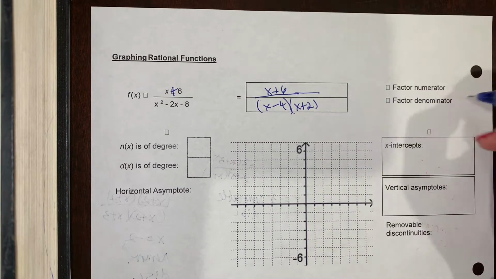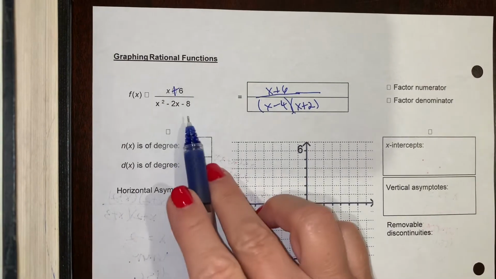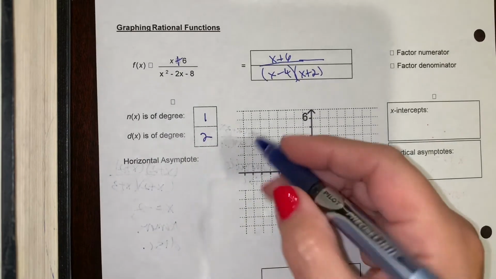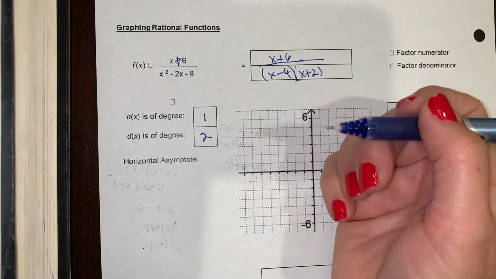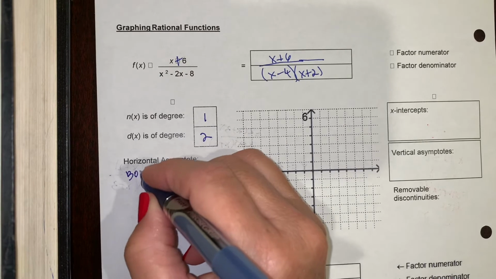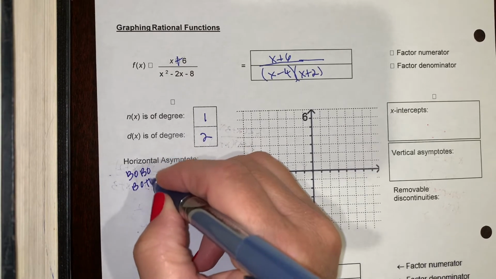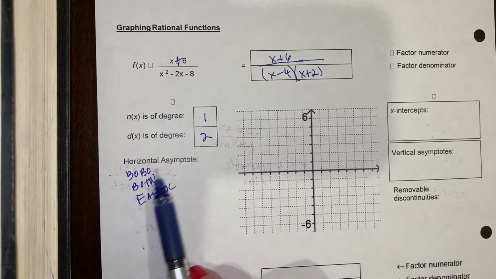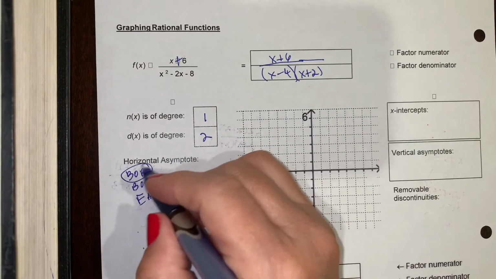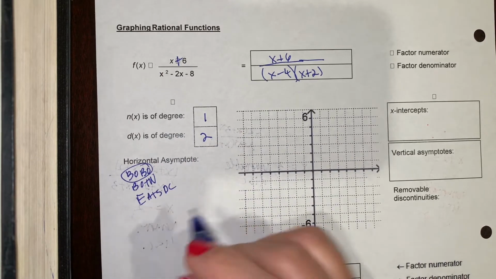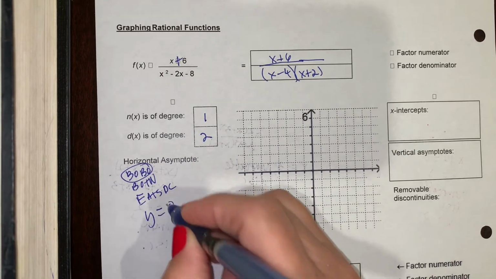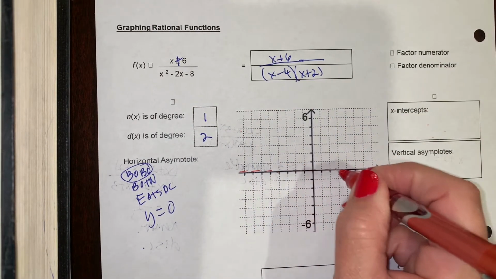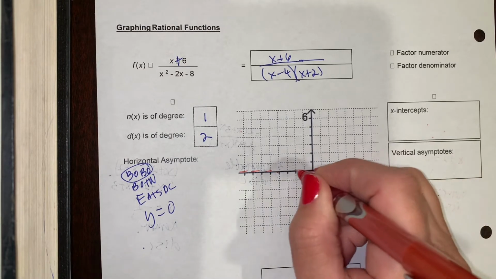So I factored the numerator, I factored the denominator. The degree of the top is 1, the degree of the bottom is 2. So when you think about it, I just do it really quickly as Bobo Button eats DC. So bigger on bottom, yep. So this has a horizontal asymptote at y equals 0. So on this graph, there would be a dotted line on the x-axis.